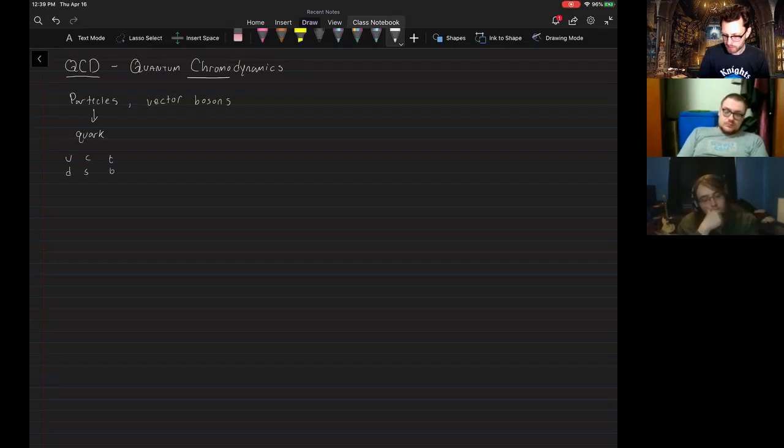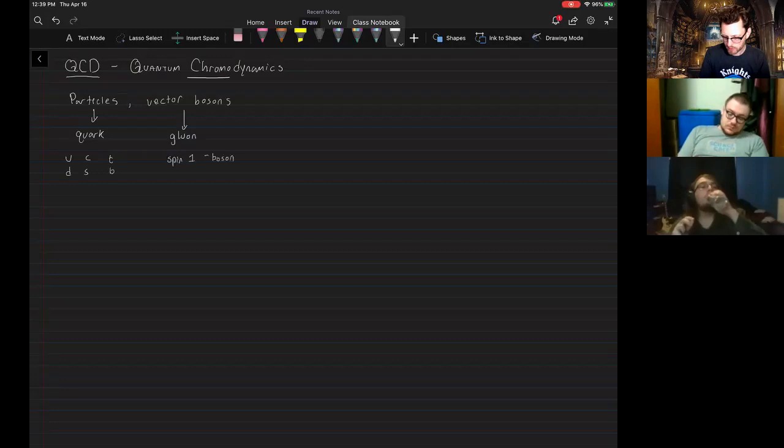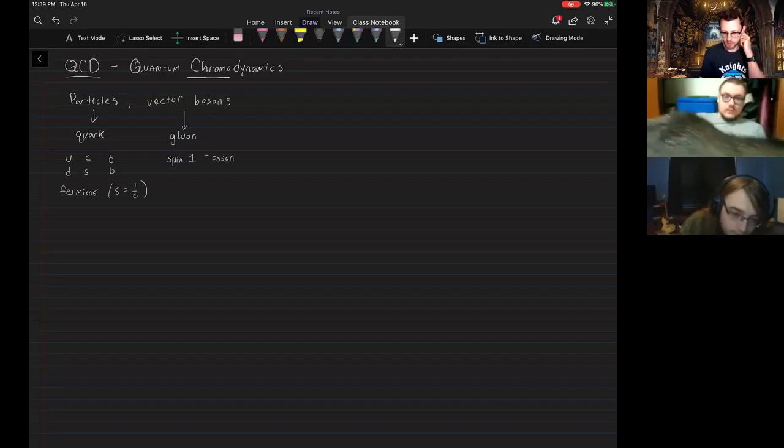And then what is the vector boson that we're going to have in this theory? This is this object that we call the gluon. And so there's one gluon. What are some properties of the gluons here? This is a spin 1 boson. And the quarks are fermions, and they're spin 1/2 objects. Okay, so this is what we're looking at.